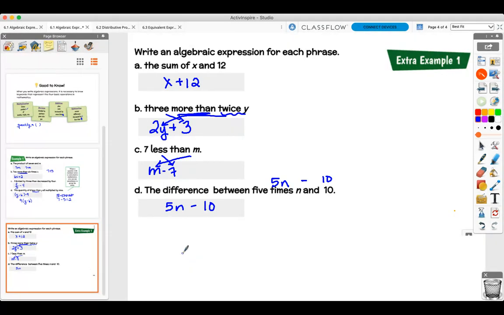All right, so this is the beginning of translating. So you're going to be doing a lot more practicing on translating, rewriting words into symbols, algebraic expressions. This really helps with word problems.